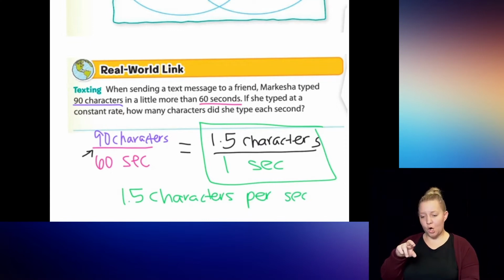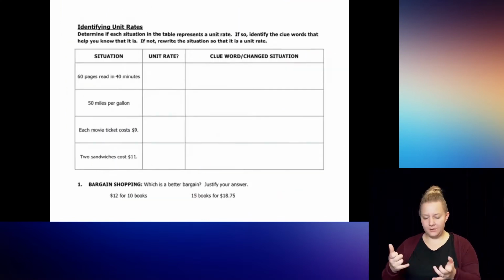All right, let's turn over our notes. All right, so on this one here, now we're going to identify a unit rate. So determine if each situation in the table represents a unit rate. If so, we're going to identify the clue words that help us know that. And then if not, we're going to rewrite the situation so that it does indeed have a unit rate.